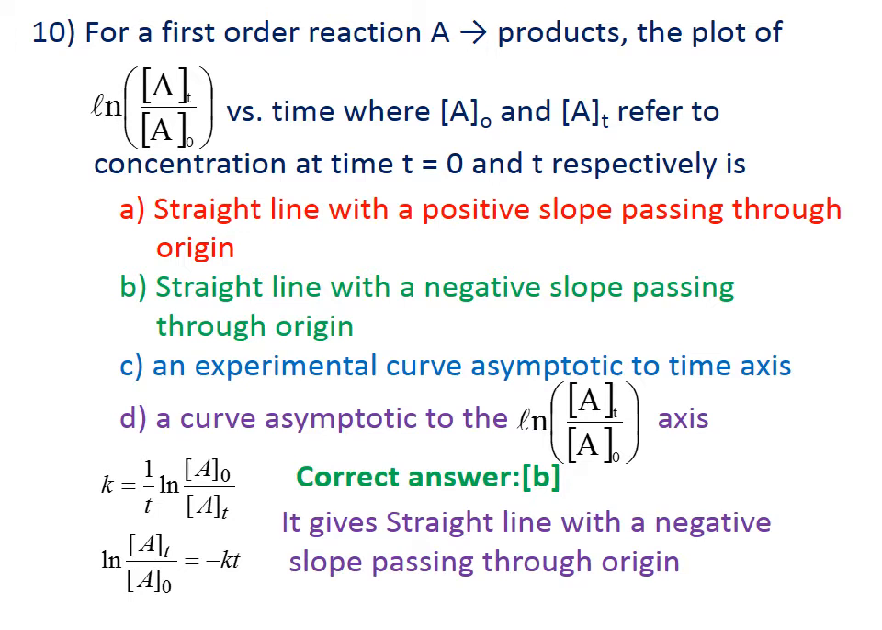If we consider the equation for the first order reaction, K will be equal to 1 by t into ln of A0 by At. You rearrange the equation, it gives ln of At by A0 will be equal to minus K into t. This is the equation of a straight line. If you plot a graph between ln At by A0 versus time, it gives a straight line with a negative slope passing through the origin, therefore the option B is correct.